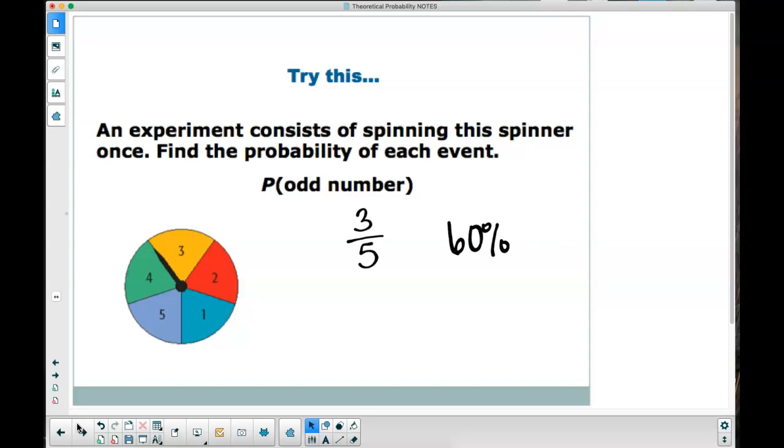Okay, questions there? Does that kind of make sense? So if I said I'm going to roll a cube, I'm going to roll this die, what's the probability I would roll a 5?